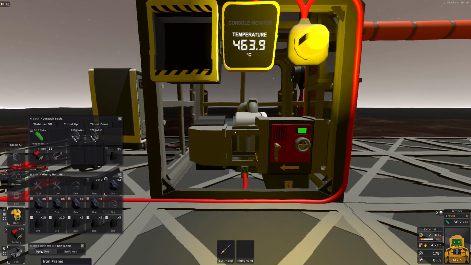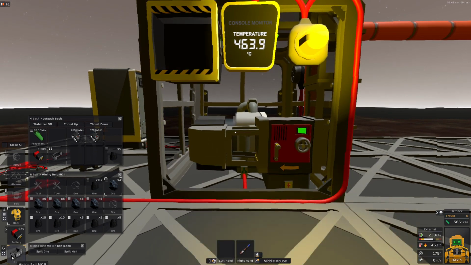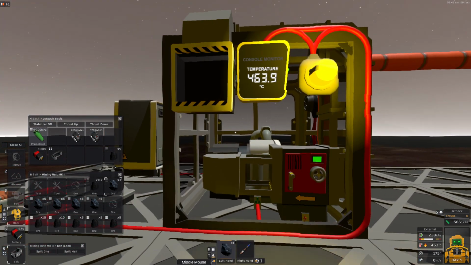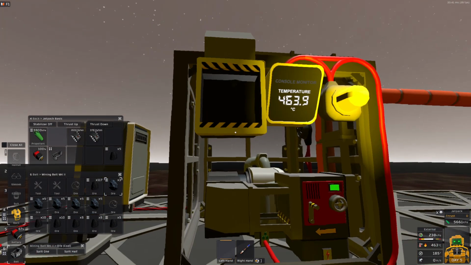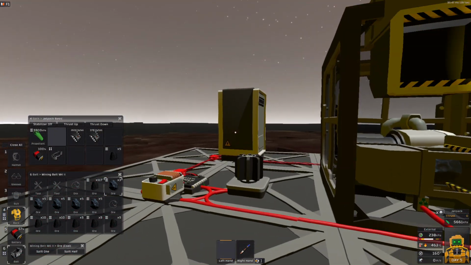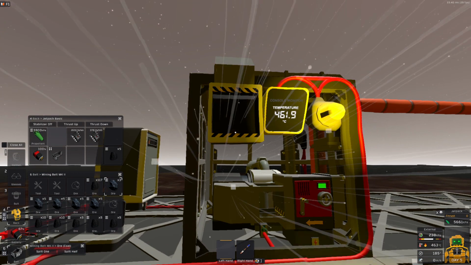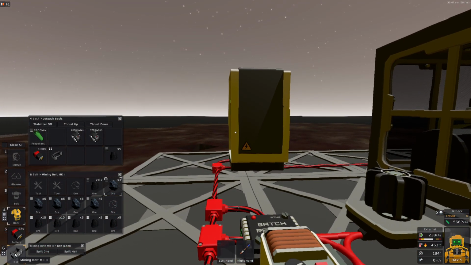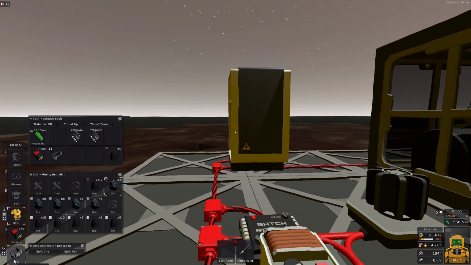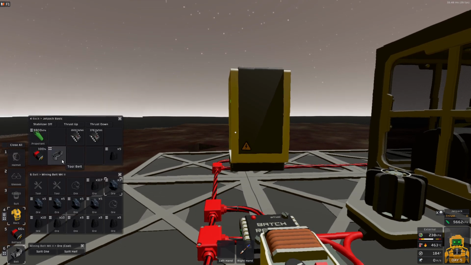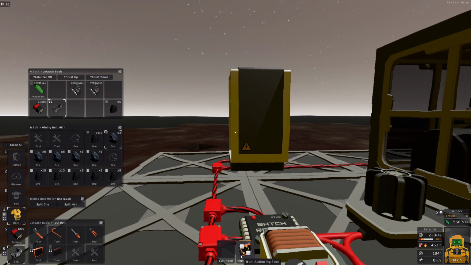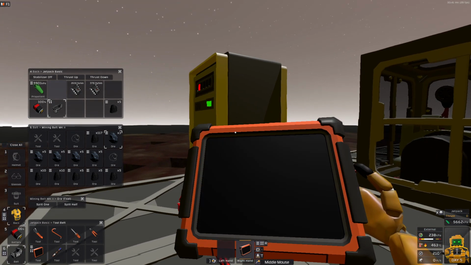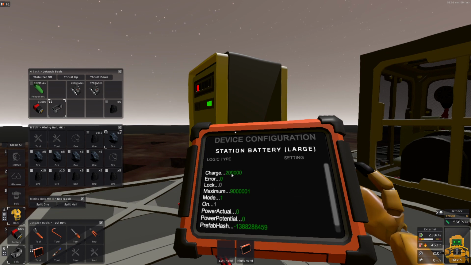Let's start with the coal. Split 1. And let's see. So one piece of coal. How much charge is generated by one piece of coal? And where is my tablet? Give me my tablet. Right here. So as you can see, 200,000 charge you get from one coal.